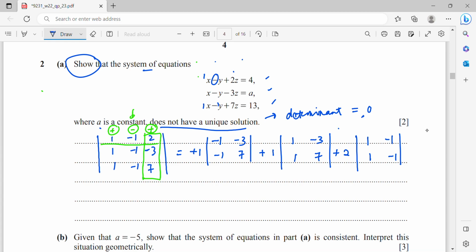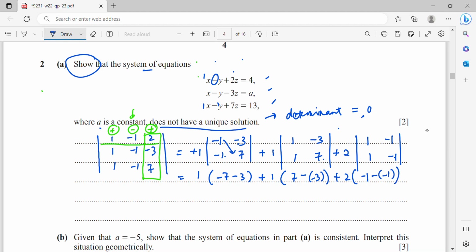So now we just need to use cross multiplication. Minus 1 times 7, I get minus 7. Then minus 1 times minus 3, I will get 3. So this is how we get it. Now plus 1, then 1 times 7 is 7, minus 1 times minus 3, I will get minus 3. Then plus 2, then 1 times minus 1 is minus 1, then minus 1 times minus 1 is minus 1.